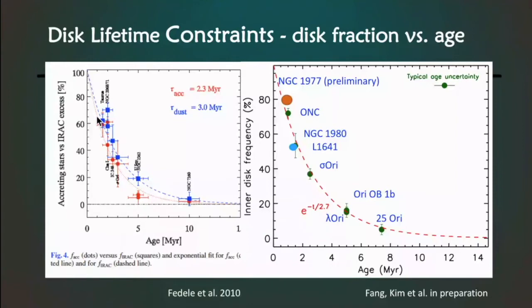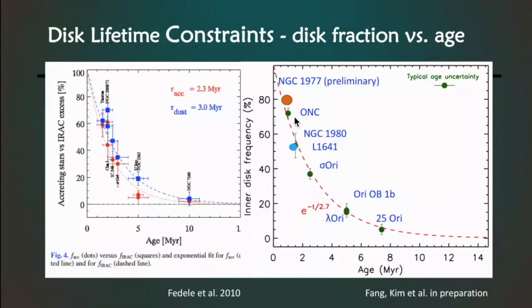So the red one shows the accretion disk fraction, and then the blue one is actually dust. So what we see from HRFA, or gas measurements and dust, have a slightly different evolutionary path, it seems. And then the right-hand side, these are from our own work. It's in preparation. And ONC is about 1 million years.